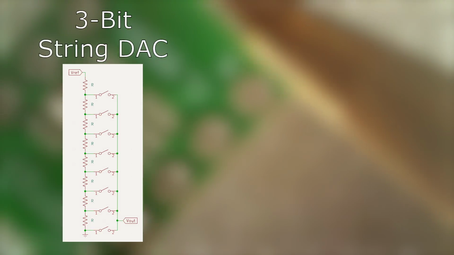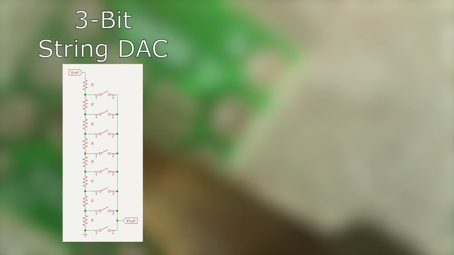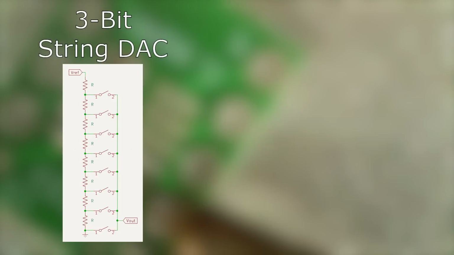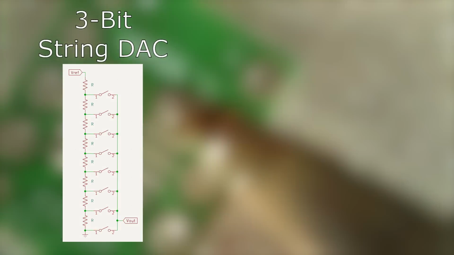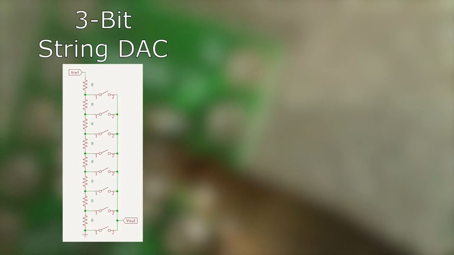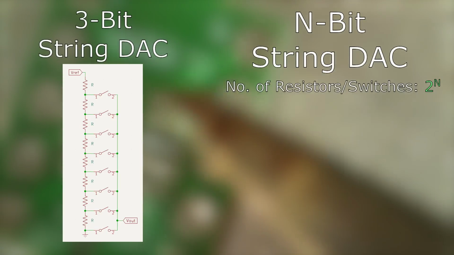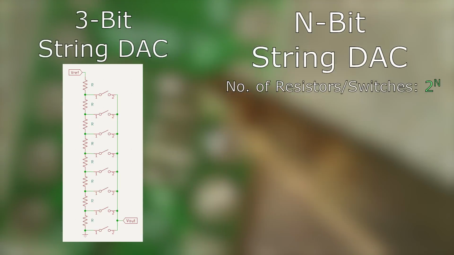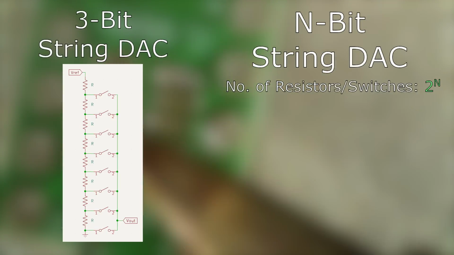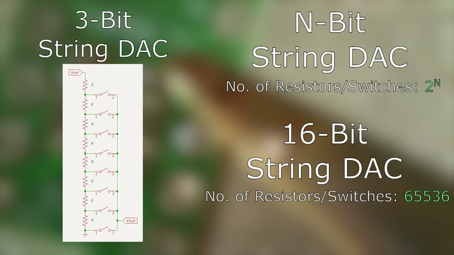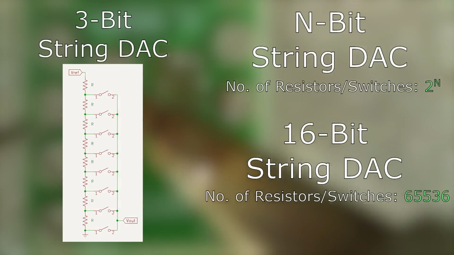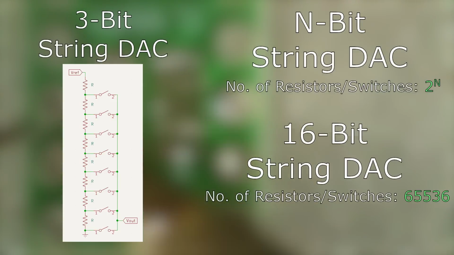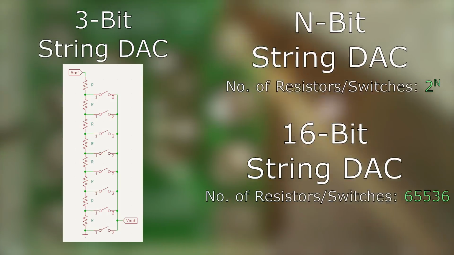And with a 3-bit DAC? Well, we just continue the pattern with 8 resistors and switches. Hopefully now you can see the pattern that each additional bit doubles the number of switches and resistors that we need. You can express this mathematically as 2 to the power of n, where n is the number of bits. If you wanted, say, a 16-bit DAC, then you would need 65,000 switches and resistors. So clearly, you want to avoid using this many bits with a single string DAC.